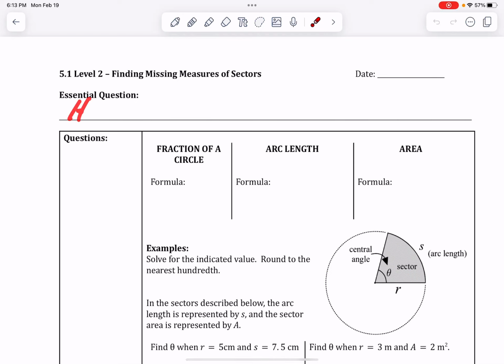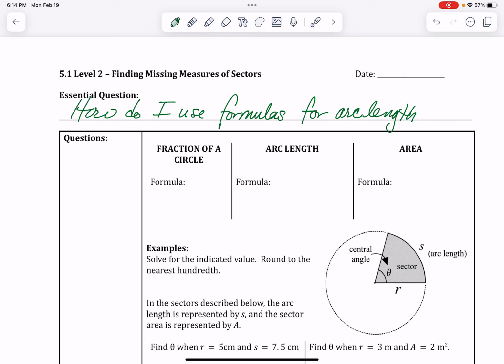How do I use formulas for arc length and sector area to find radii, that's just plural radius, or central angles.